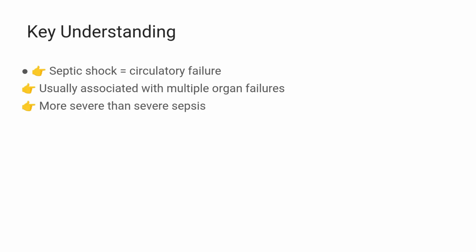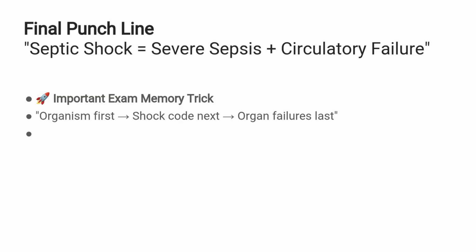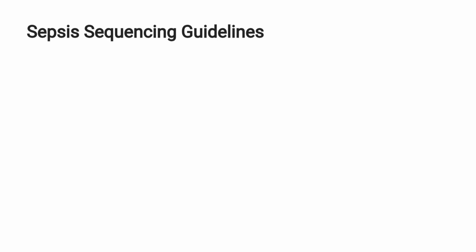One important point: septic shock is more severe than severe sepsis because circulatory collapse develops. Patients may develop multiple organ failures such as acute respiratory failure, acute kidney failure, acute liver failure. So always look carefully for organ dysfunction documentation in septic shock cases. Septic shock equals severe sepsis plus circulatory failure. Important exam memory trick: organism first, then shock code next. Code organ failures last.